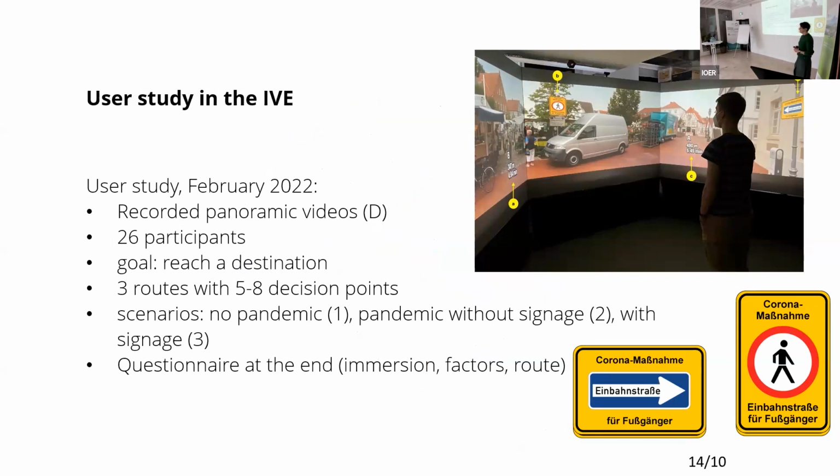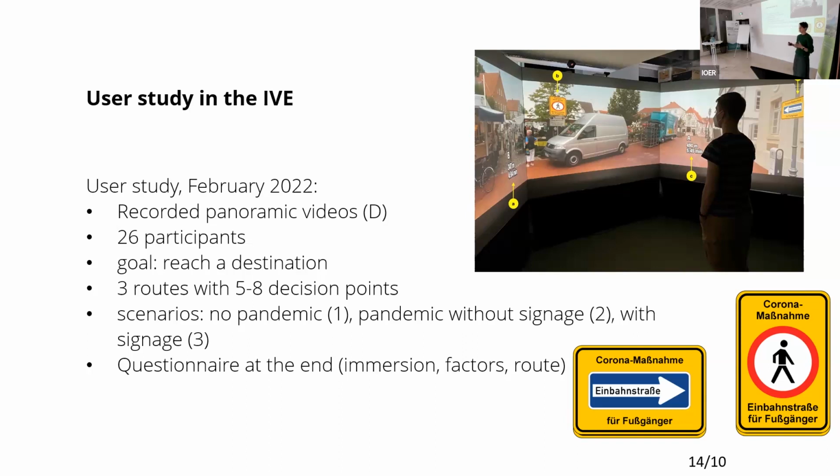And we had 26 participants that had the same goal as the agent in our model, namely to reach a destination from the place where they were at that moment. They had to do this for 3 different cases, and in all 3 routes, there were about 5 to 8 decision points. And in these routes, there were 3 scenarios.